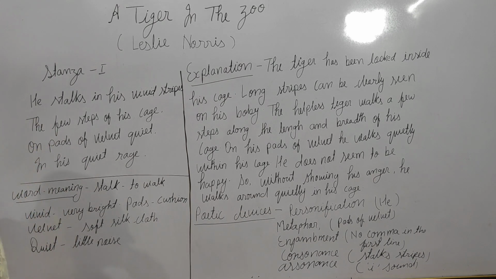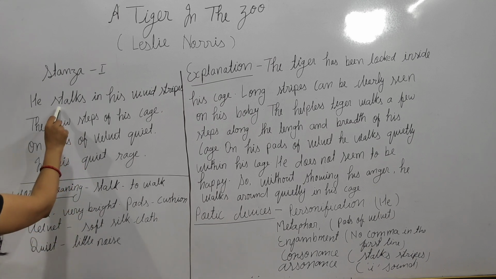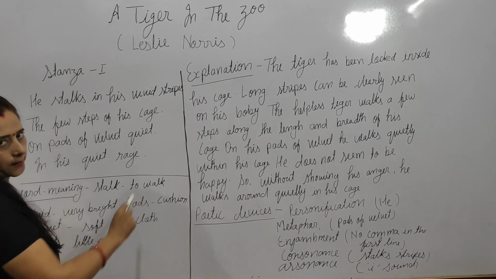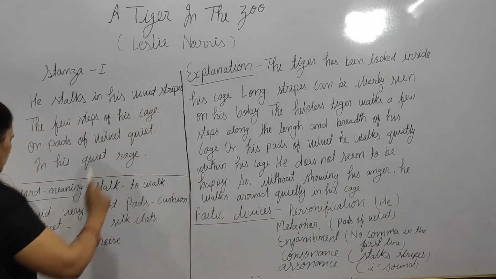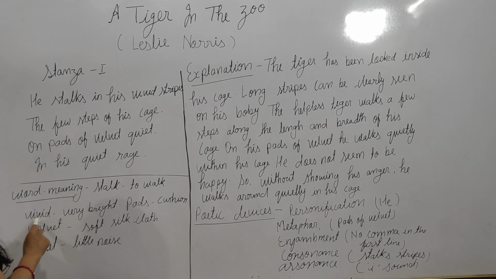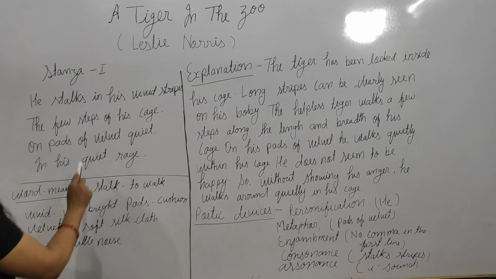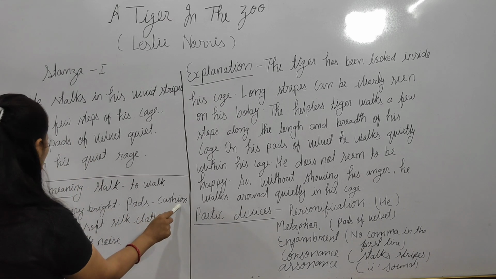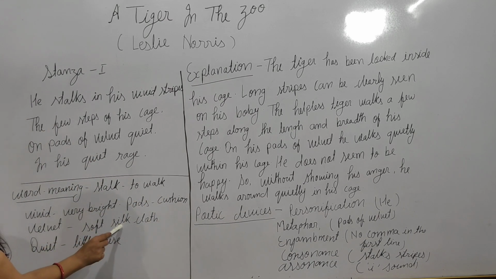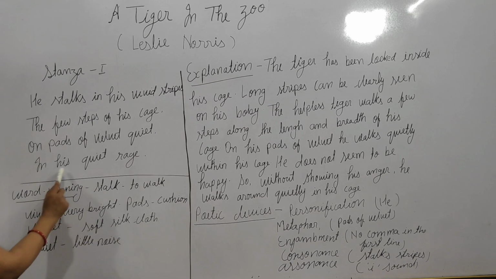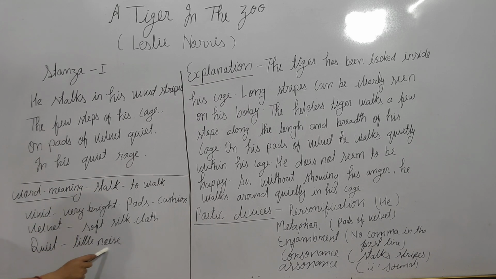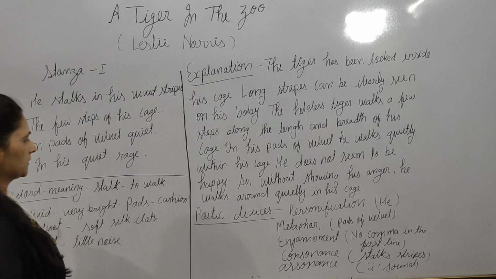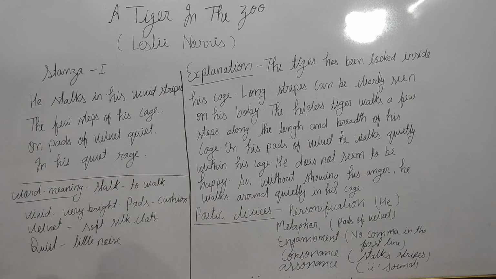So first of all, let me tell you the difficult word meanings. Stalks means here to walk. Vivid means very bright. Pads means cushion. Velvet means soft silk cloth. Quiet means little noise. Rage means anger.